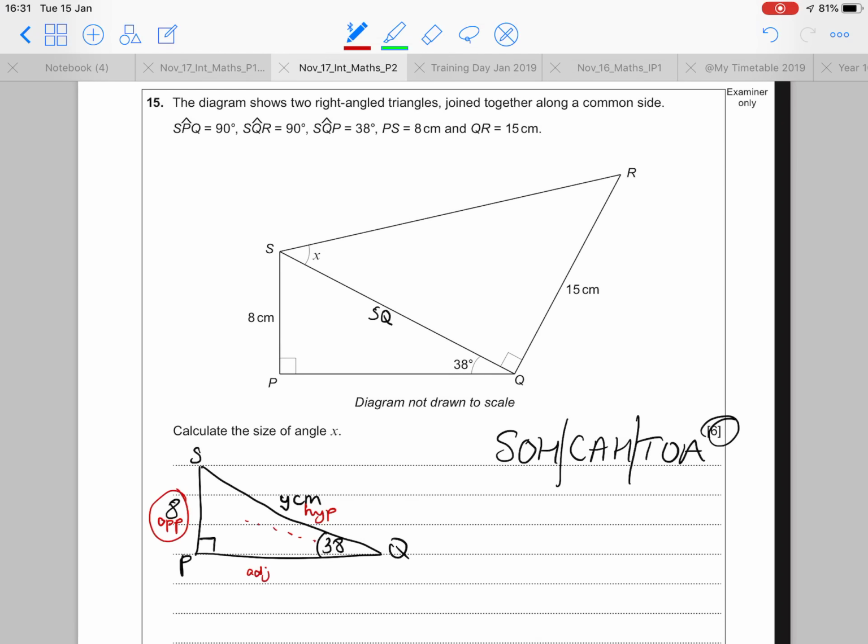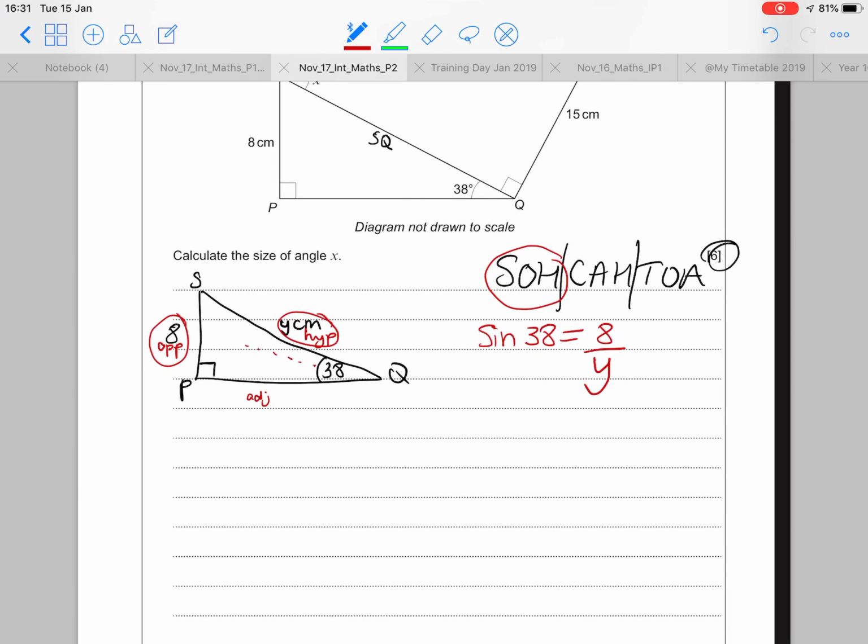As I'm dealing with O and H, I'm dealing with sine. So trigonometry tells me sine of 38 is equal to the opposite divided by the hypotenuse, and it's the opposite there, the y side that I'm trying to find. To find the y side that's on a division, I'm going to need to swap them and divide the 8 by sine 38. That is it. That's going to tell me y in centimetres.